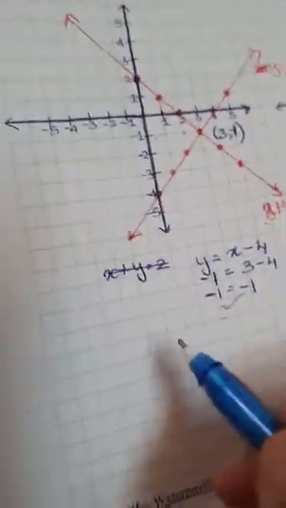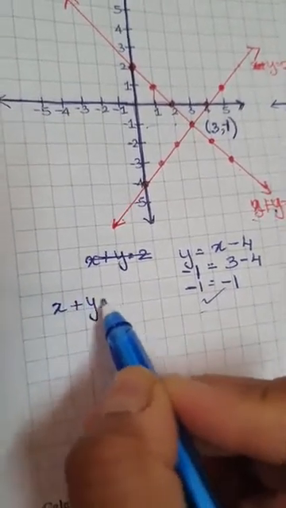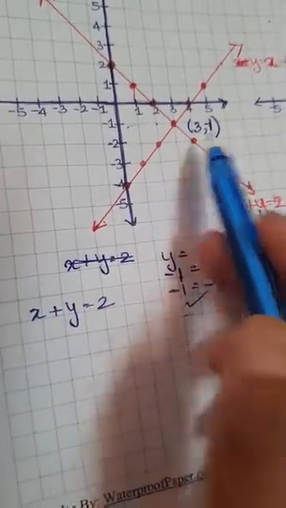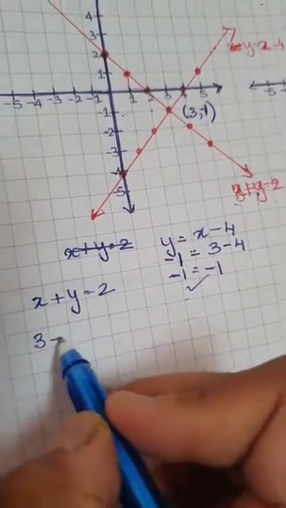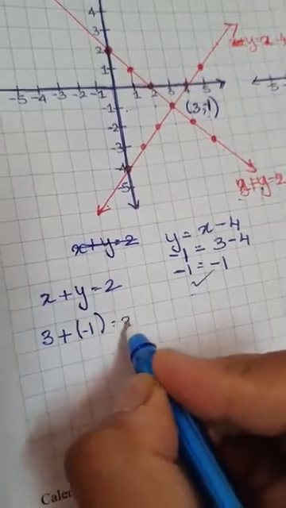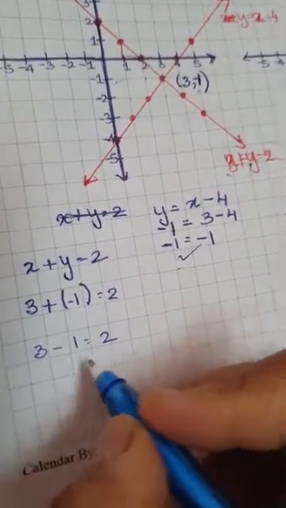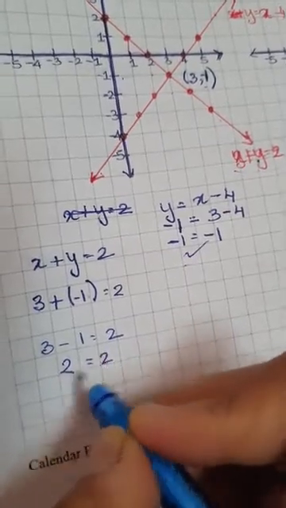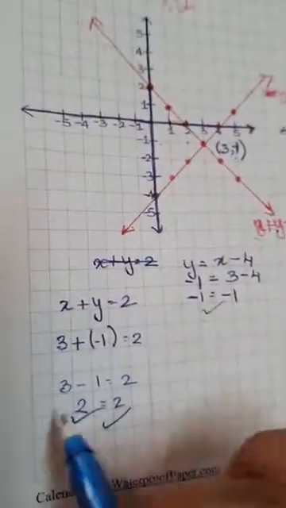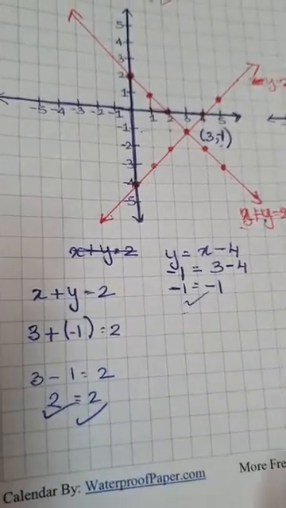It's correct. If you want to choose the other equation, you can, that's x plus y equals 2. What's x? We got 3. And what did we get y as? Minus 1. So that's going to be 3 minus 1, which is also 2. So 2 equals 2, which means that is also right. You can choose any one of the equations to check your answer. You should get the same number on both sides.